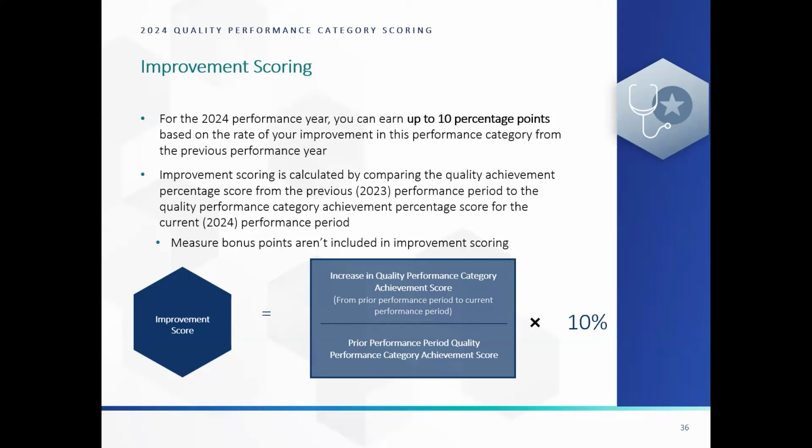So this is the formula for improvement scoring, which is the numerator is increase in the quality performance category achievement score, and the denominator is prior performance period quality performance category achievement score. So the numerator and denominator are multiplied by 10%, and that will give you your improvement score. Next slide, please.